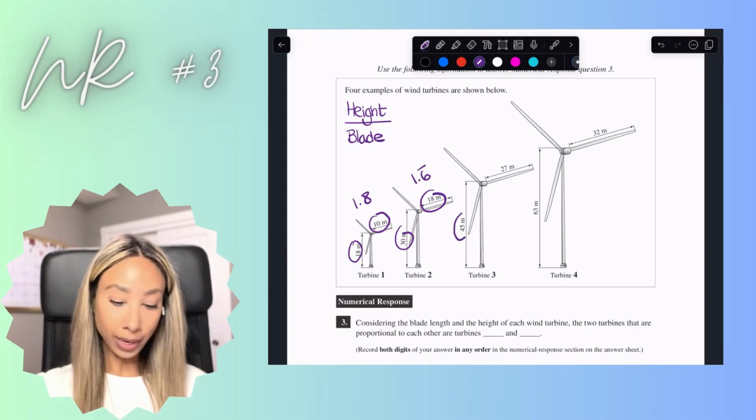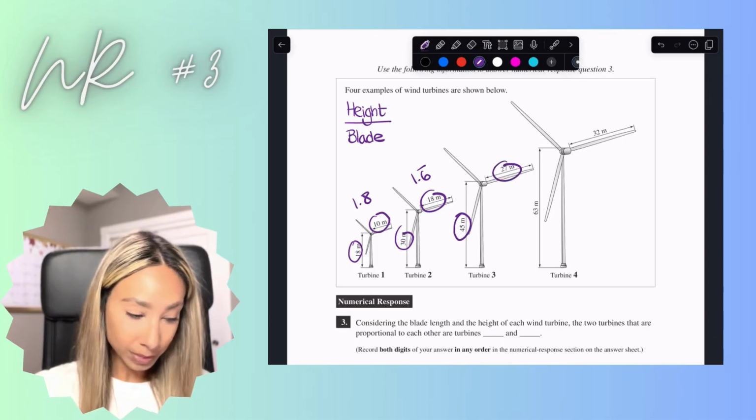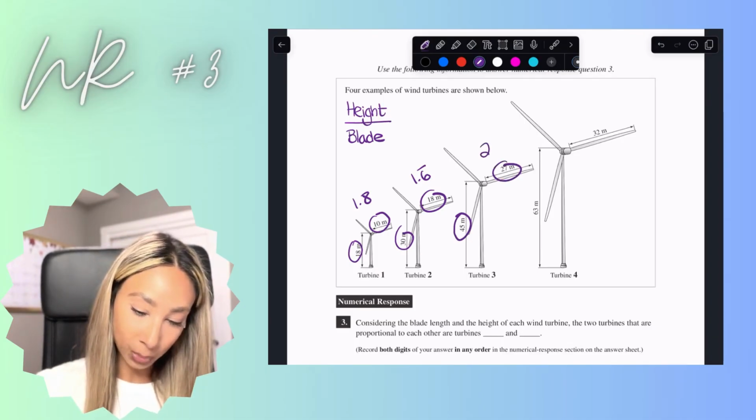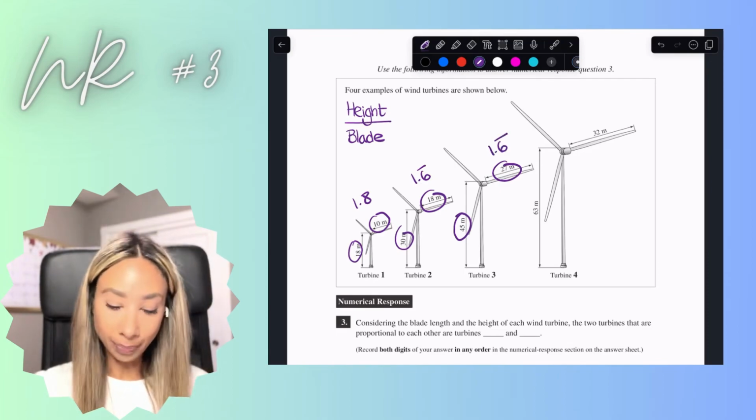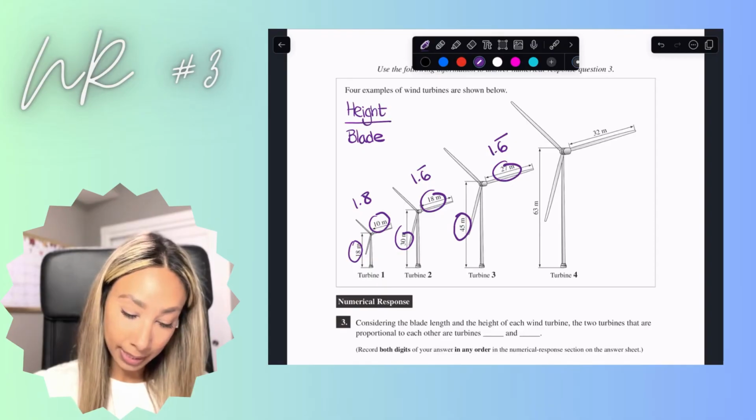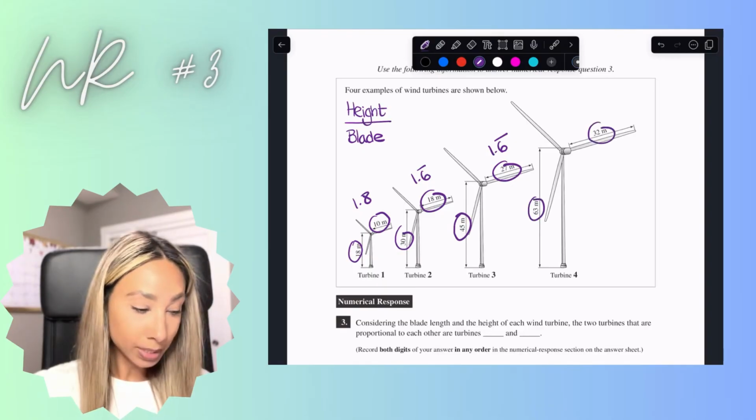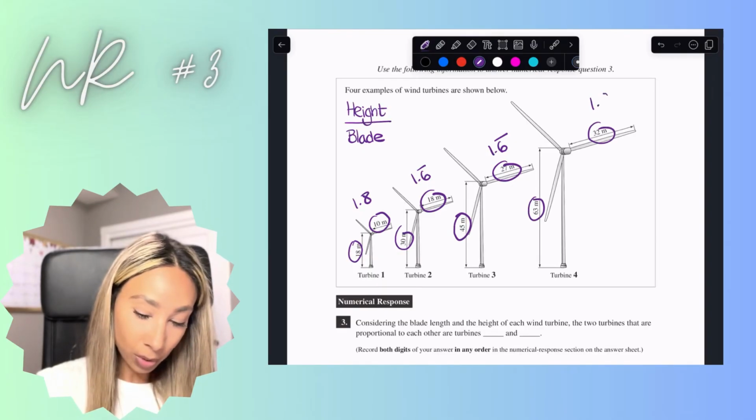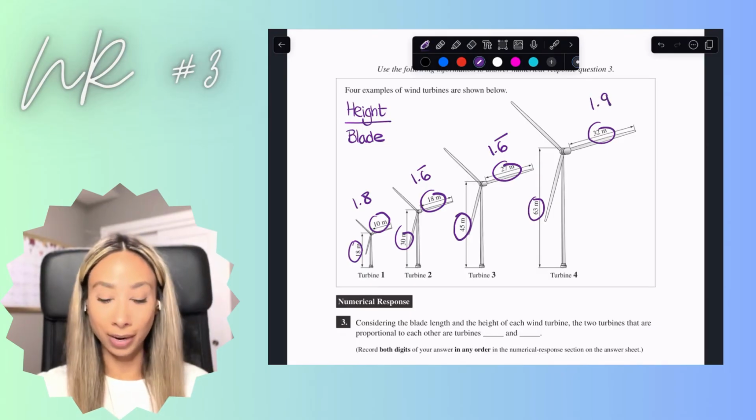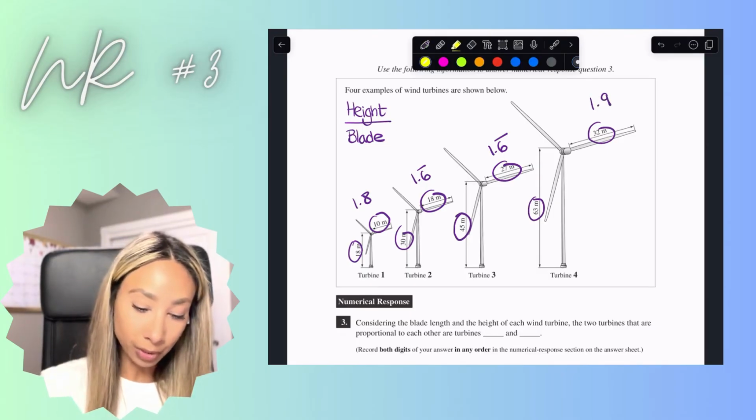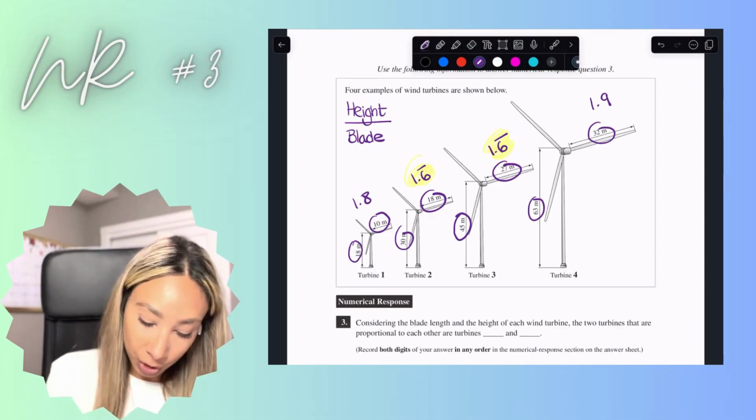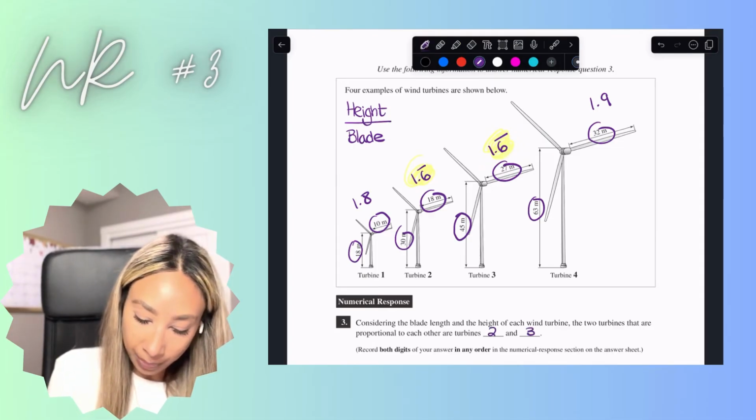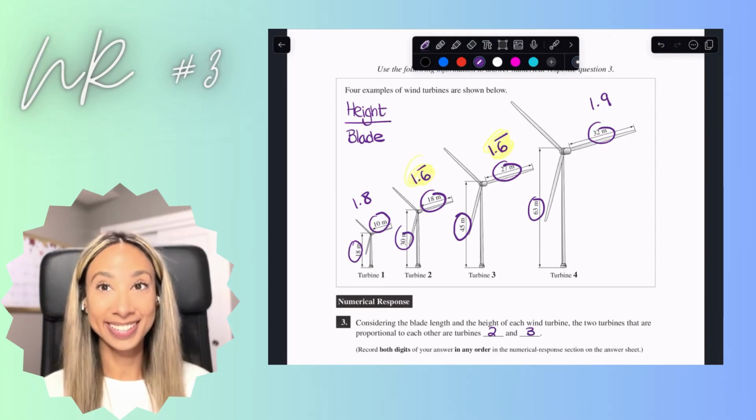For turbine 3, I'm gonna go 45 divide by 27. Oh, I'm liking this one. This one gives me 1.6 repeating as well. And for my last turbine, it's gonna be 63 divide by 32. That one is close, but not quite. It's 1.9. So the 2 that are proportional are the ones that give me the same answer when I'm dividing them and getting the same ratio. That means turbines 2 and 3 are proportional to one another.